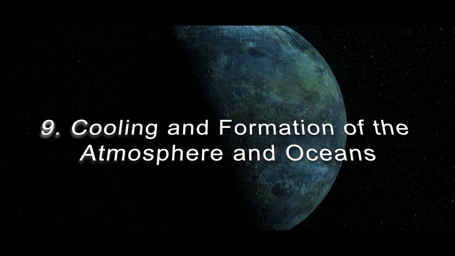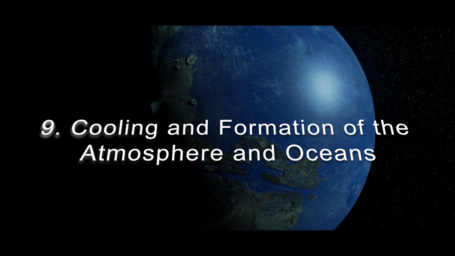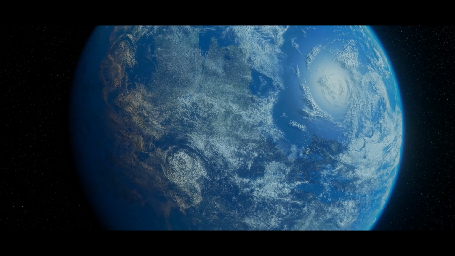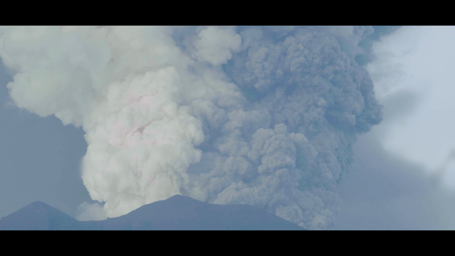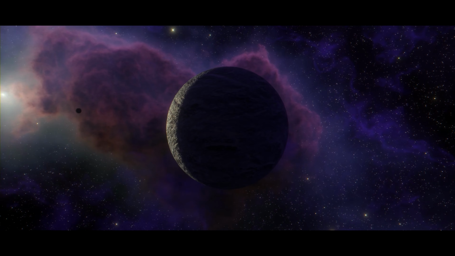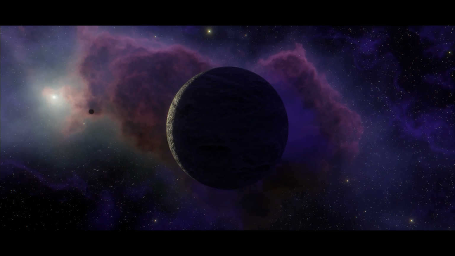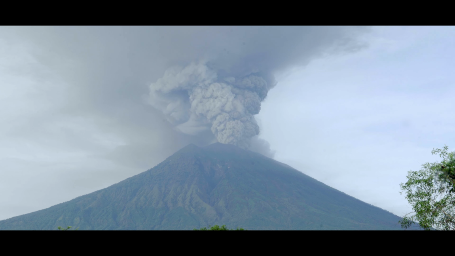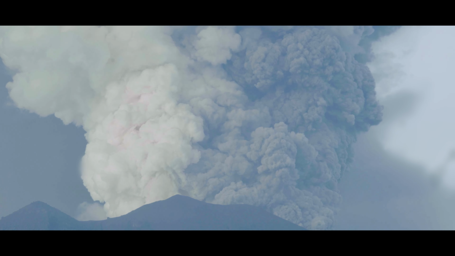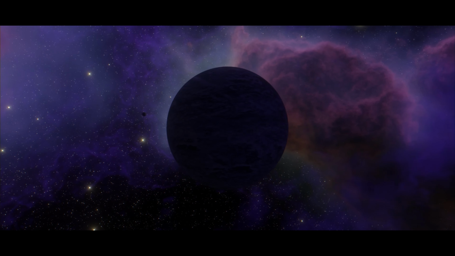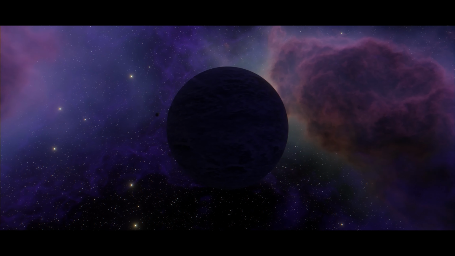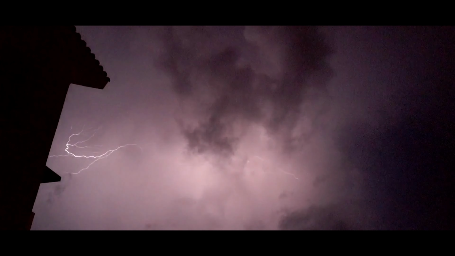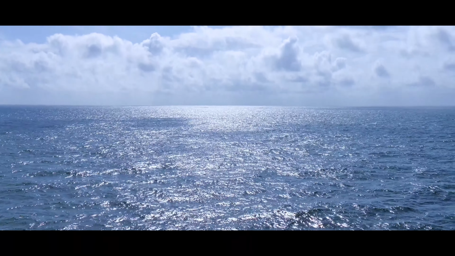9. Cooling and formation of the atmosphere and oceans. As Earth continued to cool, volcanic activity released gases trapped inside the planet. This process, known as outgassing, contributed to the formation of Earth's early atmosphere, which was composed mainly of water vapor, carbon dioxide, methane, ammonia, and other gases. As the planet cooled further, water vapor in the atmosphere condensed to form clouds, and eventually rain began to fall. This rainfall accumulated on Earth's surface, filling basins and forming the first oceans.